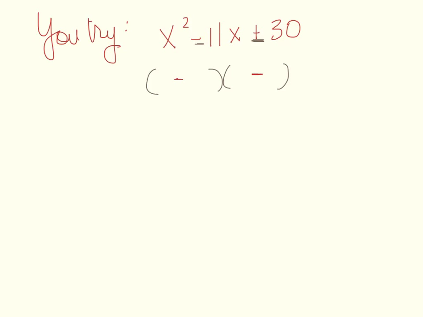We'll come back, pause it. Okay, I'm going to run through this one real quick. To get the x squared, you need x and x. To get a 30, I'm going to choose 5 and 6 that will multiply together to give 30, but they add together to give negative 11. So this is my factored form.